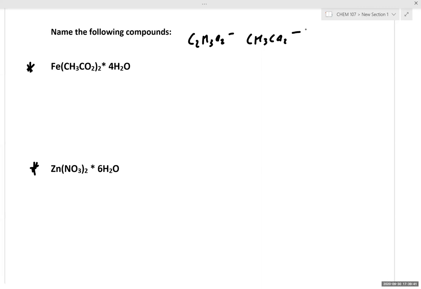And one thing to keep in mind is that zinc is what's known as a fixed charge transition metal. So you may not necessarily have to specify the charge using a Roman numeral.